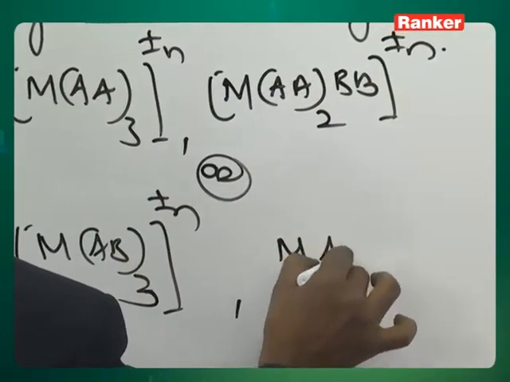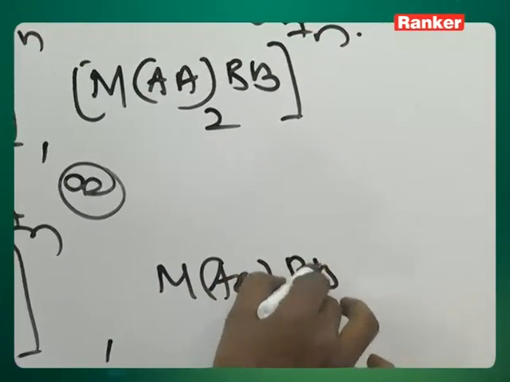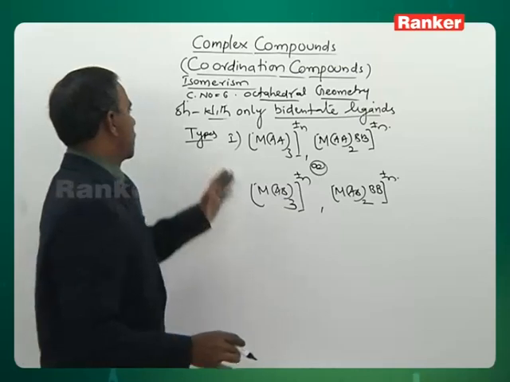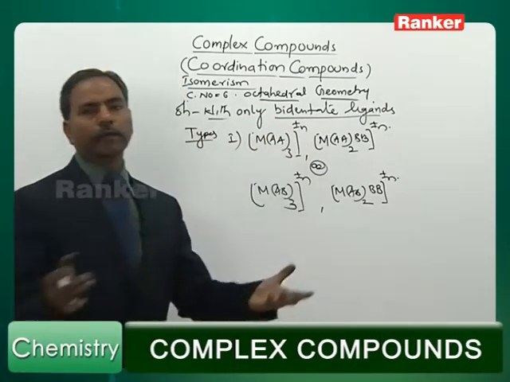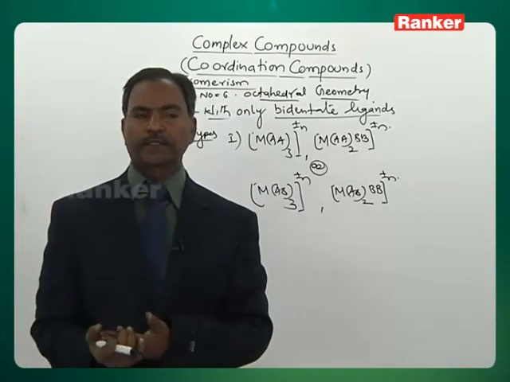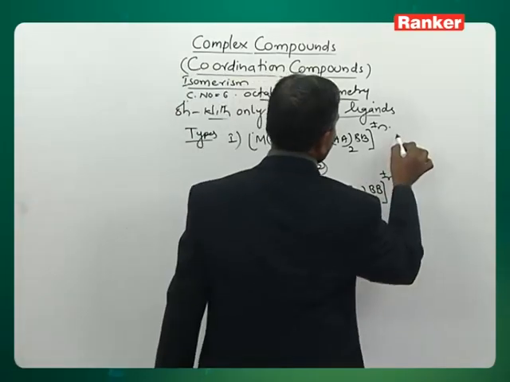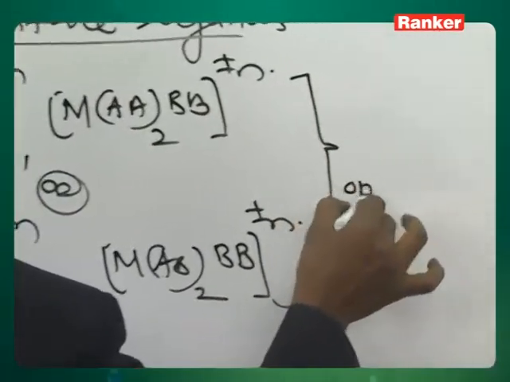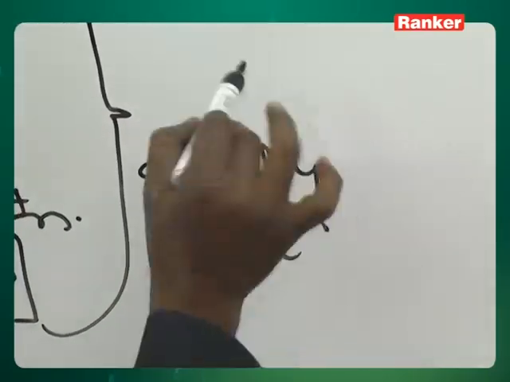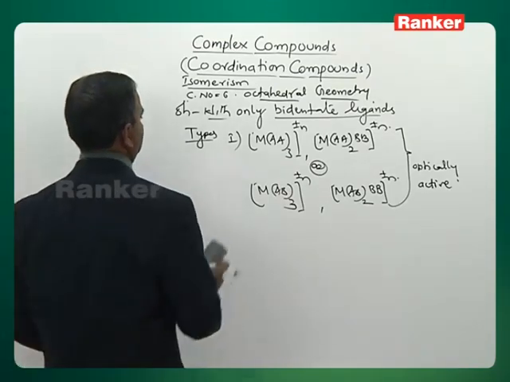Next, M(AB) taken twice, BB. So, octahedral geometry with only bidentate ligands, either all the same type of bidentates or all different types of bidentates. Two different types of bidentates or all identical bidentates. All are found to be optically active. All are optically active. Let us take this particular first one, M(AA) taken thrice.